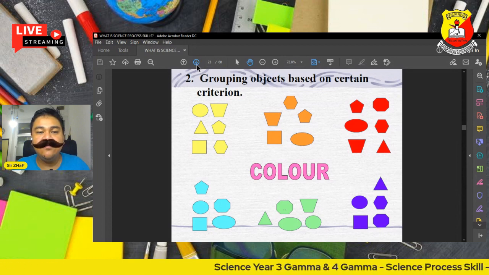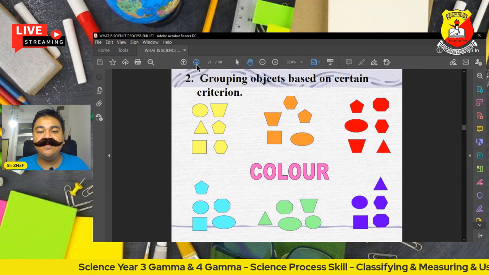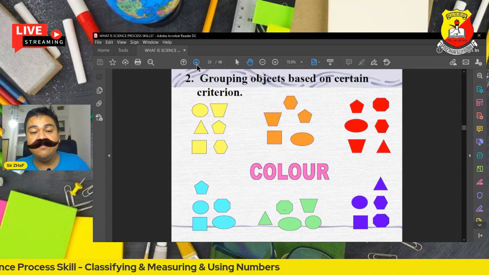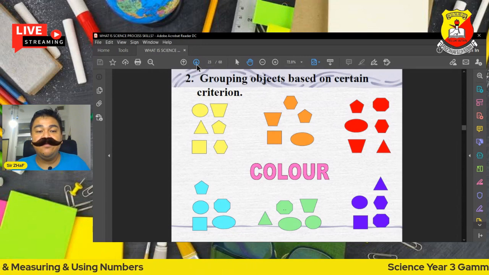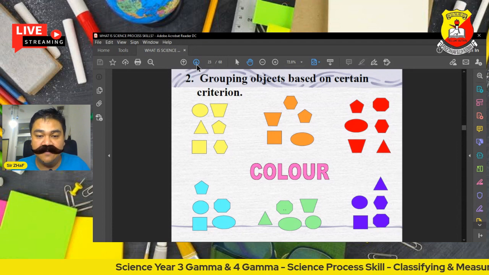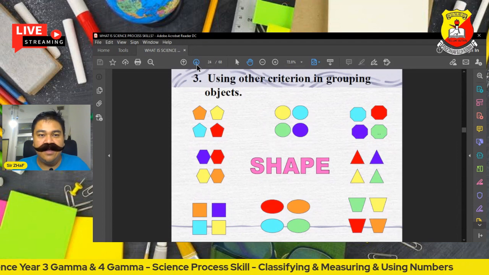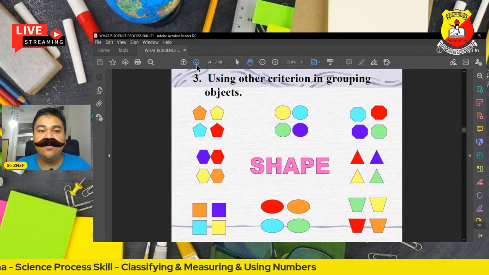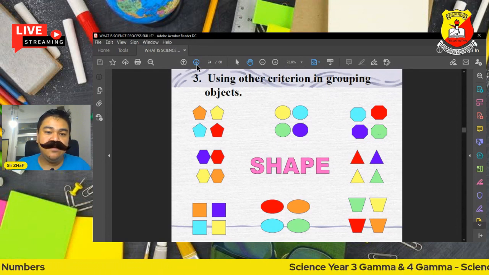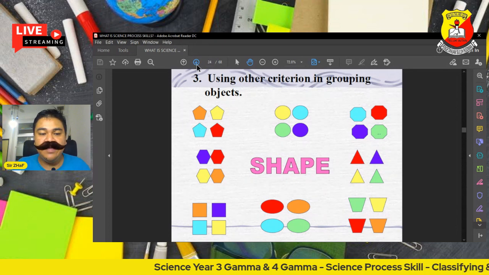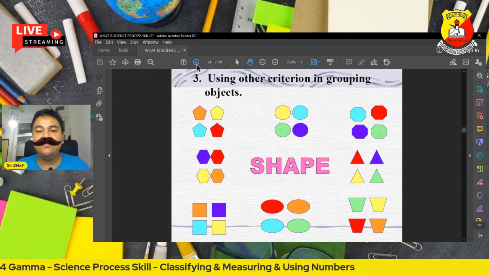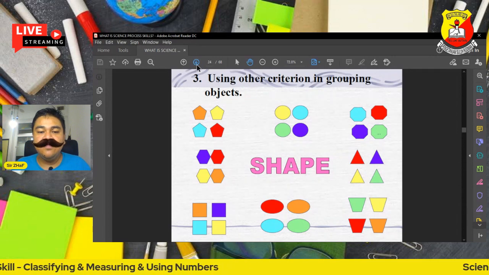Class, first you just remember how to do classifying. You can group based on their similarities, persamaan. Awak boleh gabungkan dia dalam satu persamaan. So in this case the similarity is color. And the second one, you can group each object into the same shapes: the round one, the triangle one, the square one, the oval one, the trapezoid one.